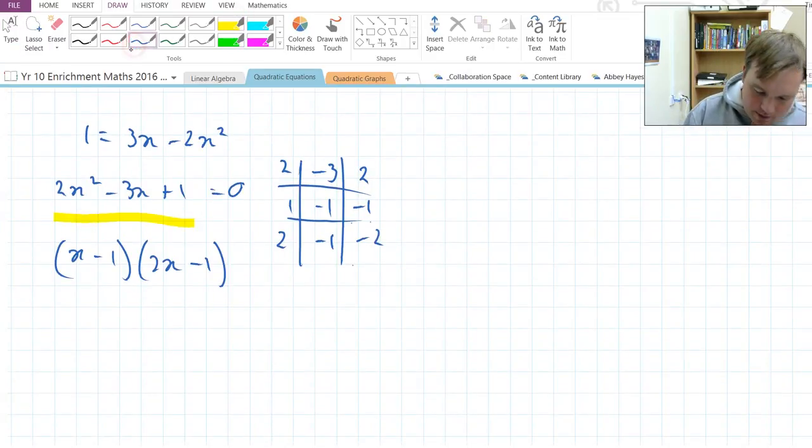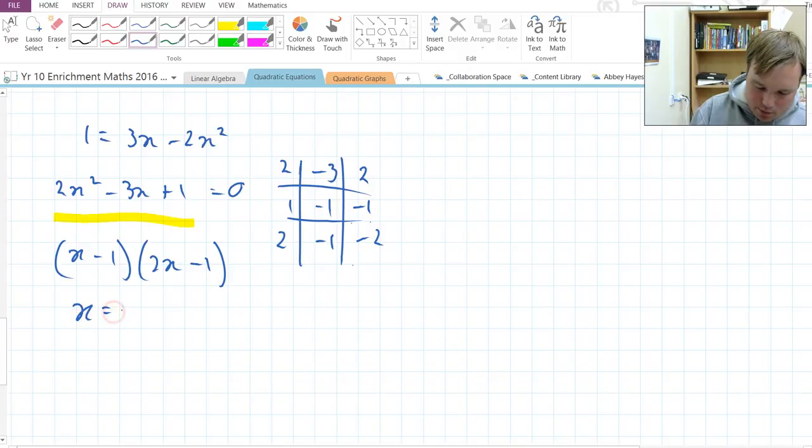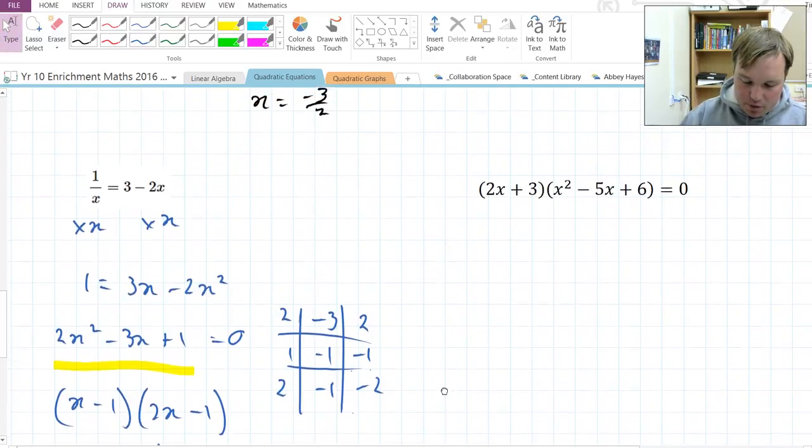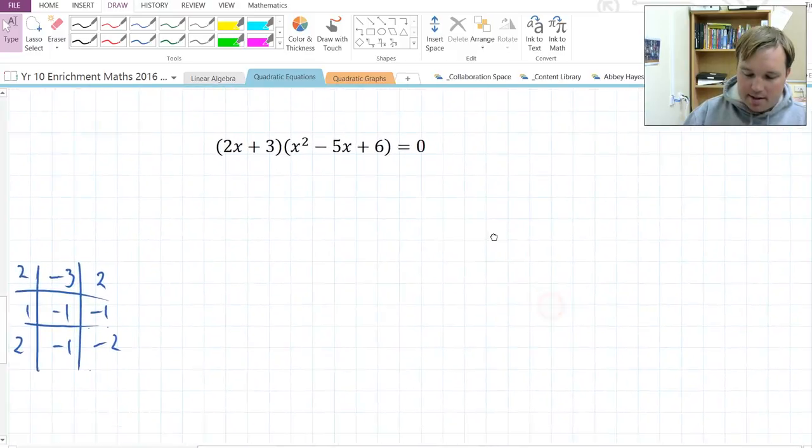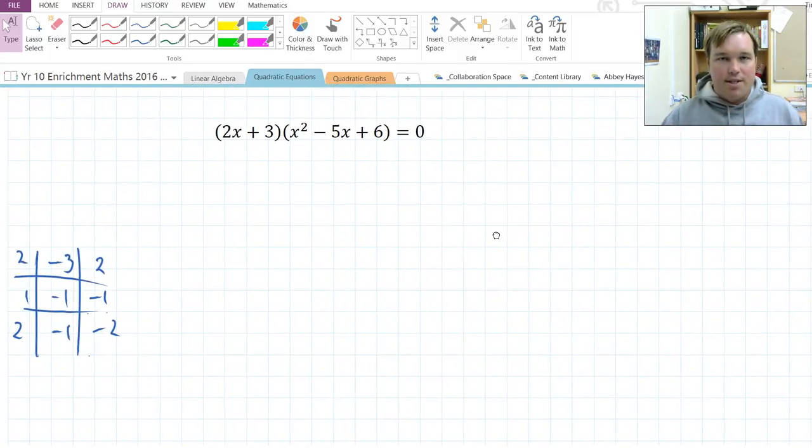Now null factor law, x is either equal to 1 or x is equal to a half. Note I've given the solution a slightly different form here. x is equal to 1, comma a half is fine. Or you can write x equal to minus 4, x equal to minus 3 on 2. Either way works.